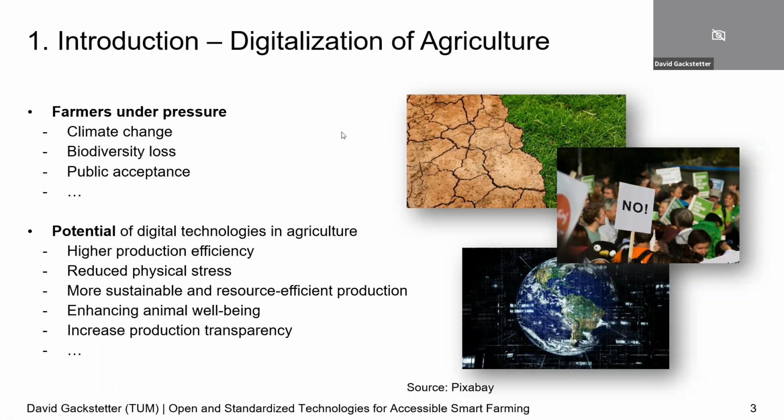I think we are all aware of what digital technologies can do. Specifically, the potential in agriculture is, of course, making production more efficient, also regarding resource demands, and making it more transparent when we have more information and data. But at the same time, it could reduce physical stress for the labor or enhance animal well-being. So these are just some advantages.